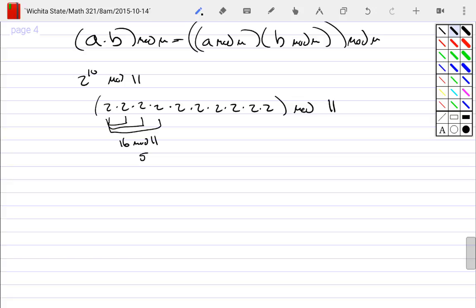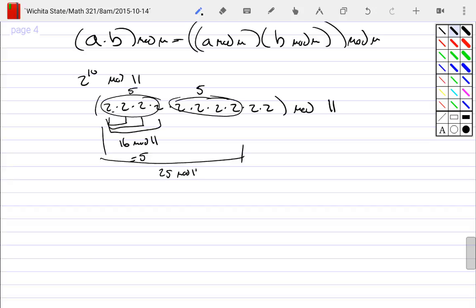Back to 5, right? Okay. So 2 times 2 times 2 times 2 actually is what? 5. Well, now I can actually cheat. There's 1, 2, 3, there's another group there. So what must they be? 5. But what's 5 times 5? 25. And what's 25 mod 11? 3. So that tells me that all of this, which is 25, but 25 mod 11 is actually 3. So all of that is actually what?